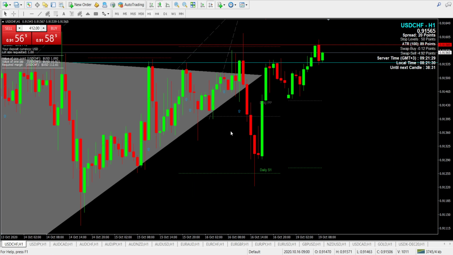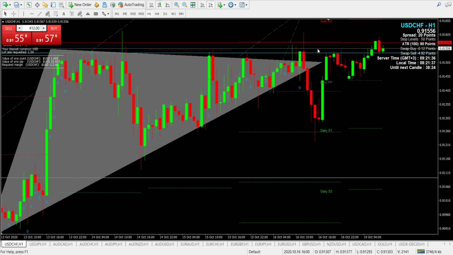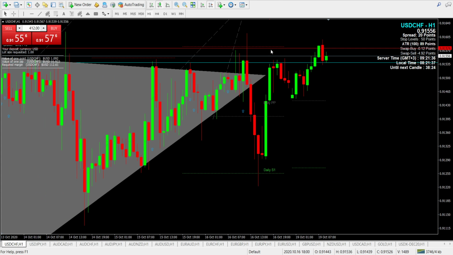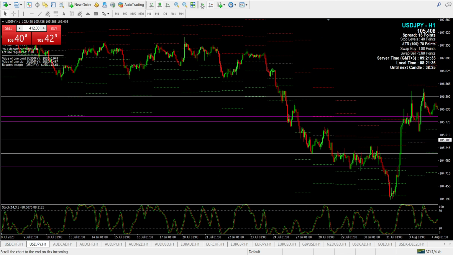Dollar Swissy. Yeah, dollar Swissy. It looks to be a double top there. Rejection wick there, rejection wick there. It's bouncing off this resistance level. I'm not sure if it'll go up or down, but for me, I'm just staying out of that.